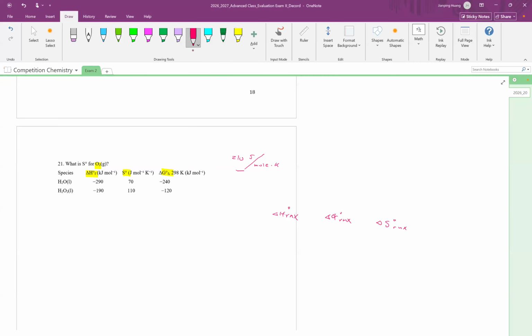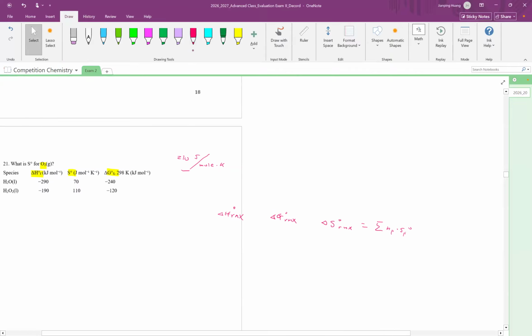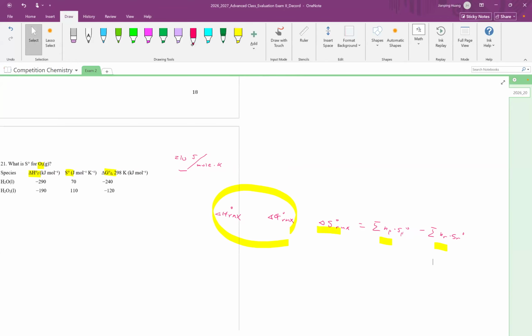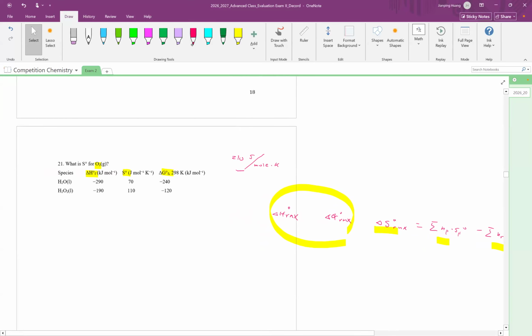Then use what? Then use that one, also equal what? Sum of n_P S_P minus sum of n_R S_R. So you know this one through the combination, then you calculate this one. Wow, that's cool, right? Hard? No, no. The question is, it's not from A to B, it's from A to C. You need to find the B.